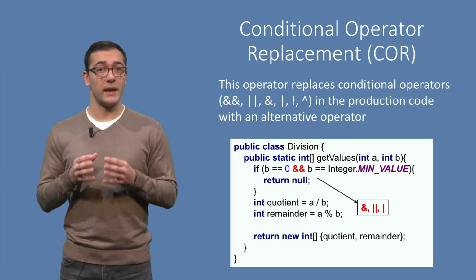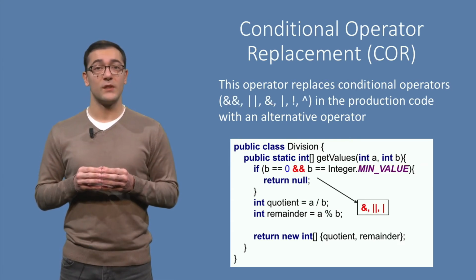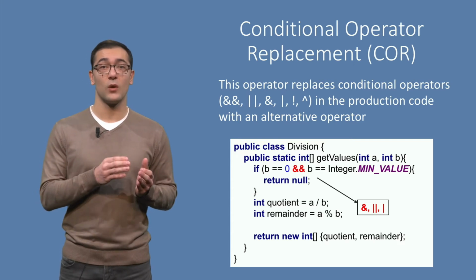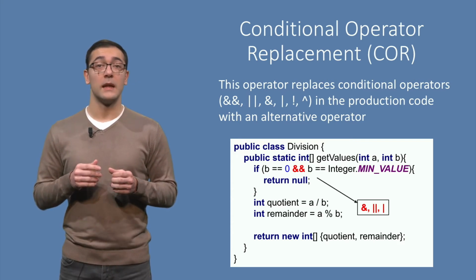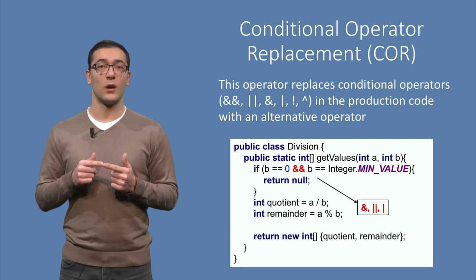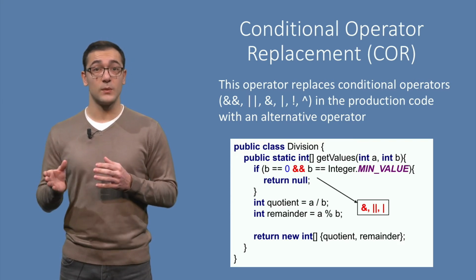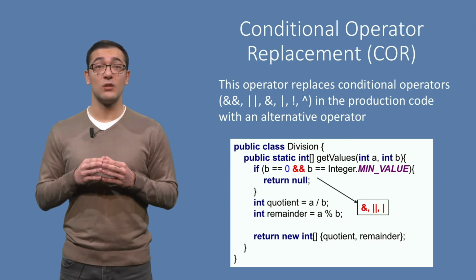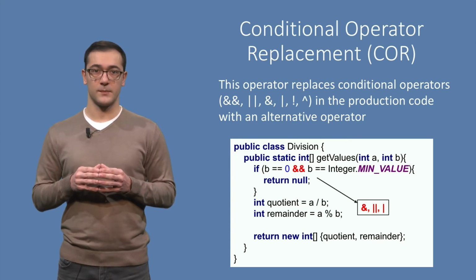The conditional operator replacement mutates the conditional operators in the code, like, for example, the logic AND and the logic OR, the short circuits in Java, as well as unary relational operators.